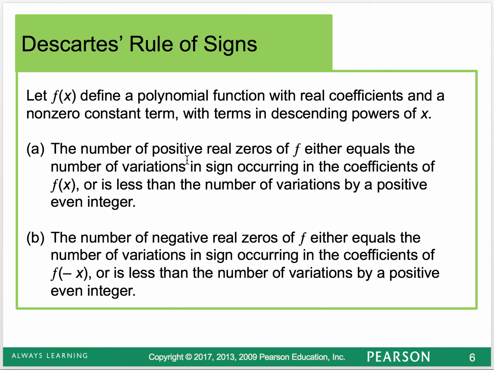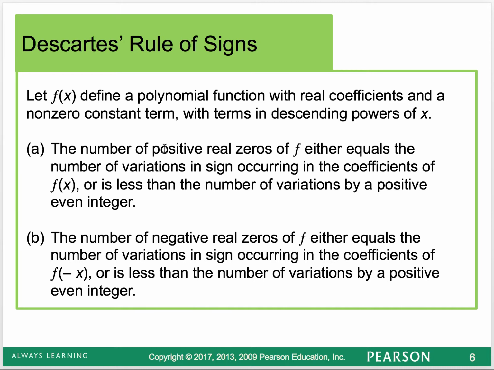It's saying the number of positive zeros either equals the number of variations in sign occurring in the coefficients of the function, or is less than the number of variations by a positive even integer. And we can do the same thing with the negatives. And so you might be saying, oh, what does that mean? Well, it's not too bad. So let's look at an example. Once you're shown, it's not too bad.